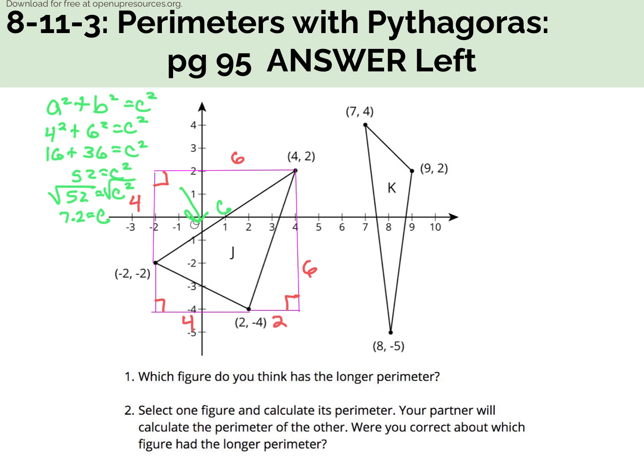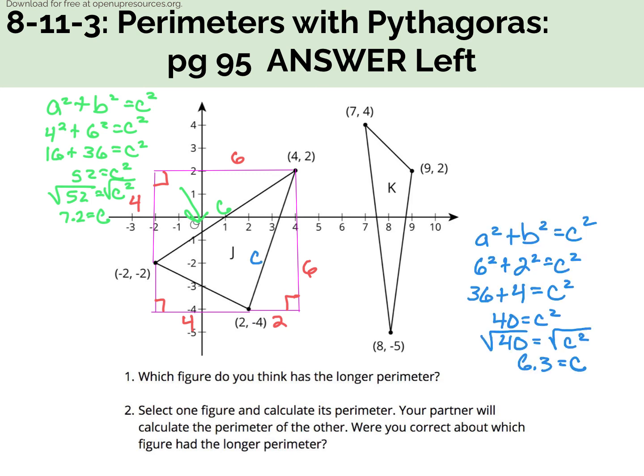So now I'm going to try this one here. So I have my 6 and my 2, and again, I'm going to put it into the Pythagorean theorem. All right, I took that piece of information. Notice how it's over here, okay? And 6 squared plus 2 squared, 36 plus 4, which is 40, square root of 40, and it is 6.3.